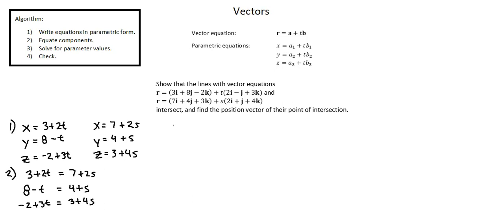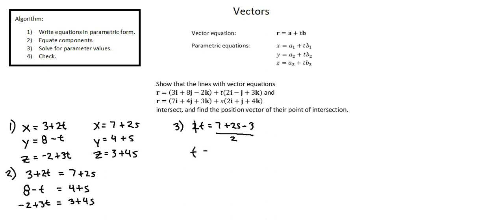Step 3, solve for parameter values. We'll work with two of our equations from step 2 and work with the remaining equation in step 4. Starting with the first equation in step 2, 3 plus 2t equals 7 plus 2s. I will manipulate to 2t equals 7 plus 2s minus 3. Dividing both sides by 2.